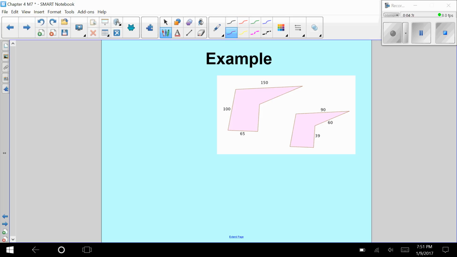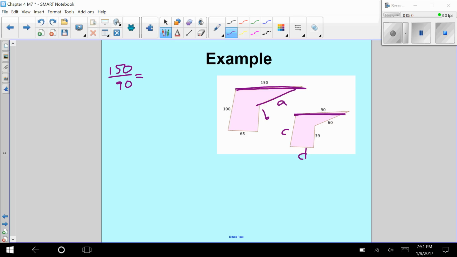Start off by noting that they are similar figures. I'm telling you that for a fact. Our missing sides, let's call them A, B, C, and D. We have 4 this time. We know that the 150 lines up with the 90, so that'll be our first ratio, 150/90.